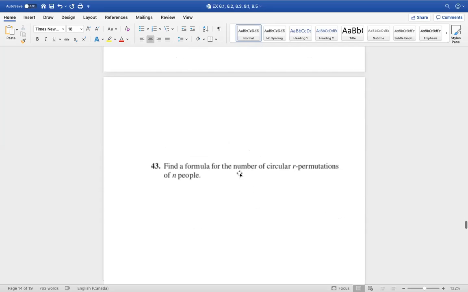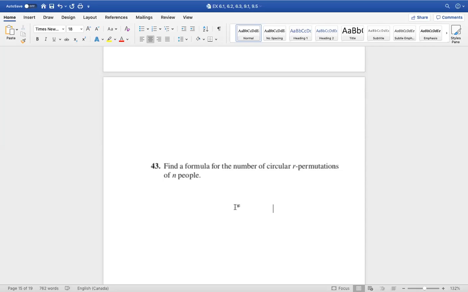Next one, let's take: find a formula for the number of circular r-permutations of n people. So there are basically the circular permutations, and we have to find the formula for that of n people.